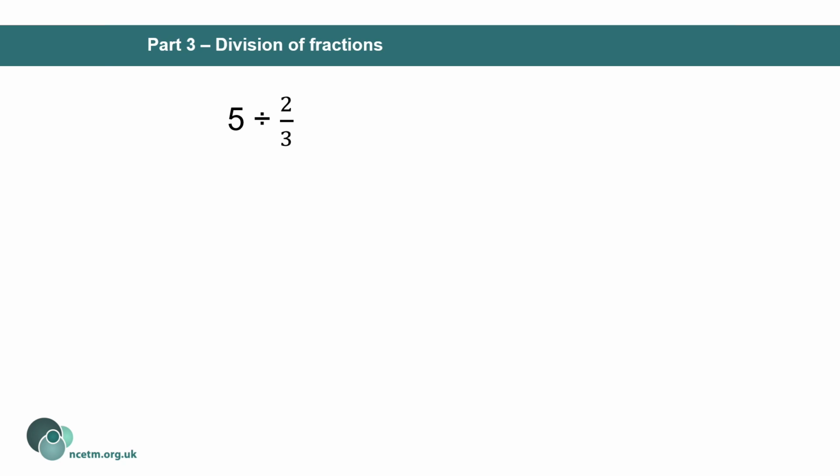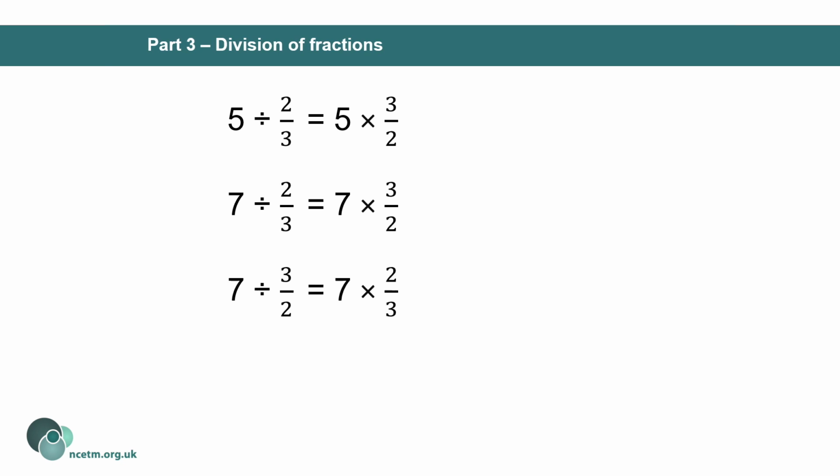Now to move forward, all we need to make clear to students is that every time they divide by a fraction, they can create an equivalent calculation. So 5 divided by 2/3 is the same as 5 multiplied by its reciprocal. 7 divided by 2/3 is equal to 7 multiplied by its reciprocal. 7 divided by 3 over 2 is equal to 7 multiplied by 2 over 3, which is the reciprocal of the original divisor. And 2/7 divided by 3 over 2 is equivalent to 2/7 multiplied by 2/3.